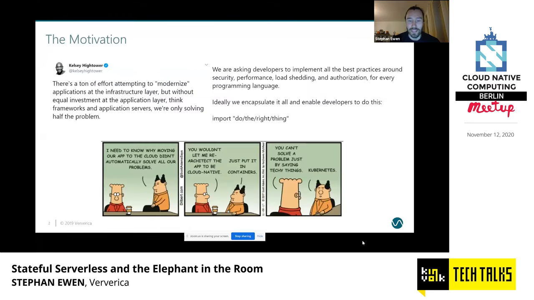You might have seen these here before, the Dilbert comic and the tweet from Kelsey. I think both went kind of viral, but I still put them on the slides here anyways, even though they're probably almost a little overused now, because they do really, I think, create the right motivation for what we're doing here.